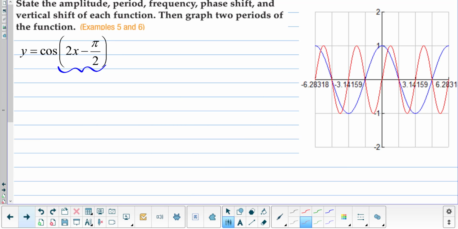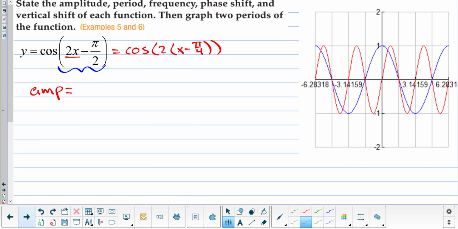State the same stuff for this graph right here, but before we graph it, we need to factor a 2 out. That coefficient needs to be 1. So we have x over pi over 4. Now if we distributed the 2 back through, it'd be 2 pi over 4, and that would be pi over 2. That'd be 2 fourths is 1 half.